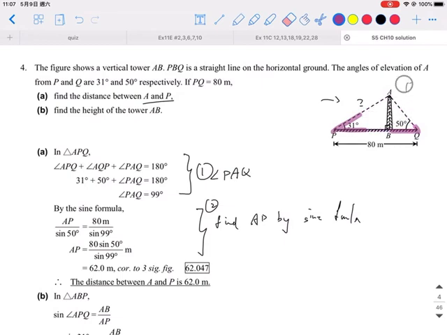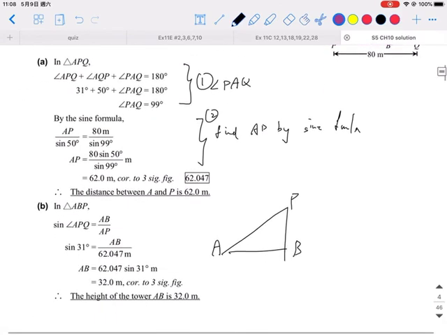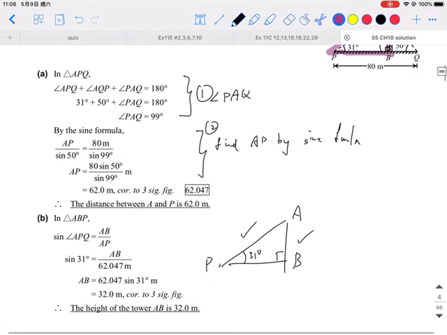For part B, find the height of AB. I just consider one triangle, which is APB, a right angle triangle. That means I found AP in part A, so it's easy to get the answer for AB. Oh, sorry, I made a reversal of the points, APB. So I found AP before, and the angle of APB is 31 degrees, and then you can get the length of AB easily. Okay, so that's the end of worksheet 1.